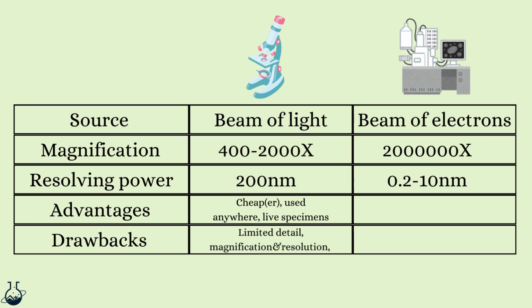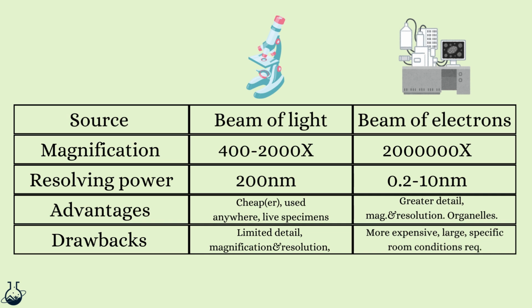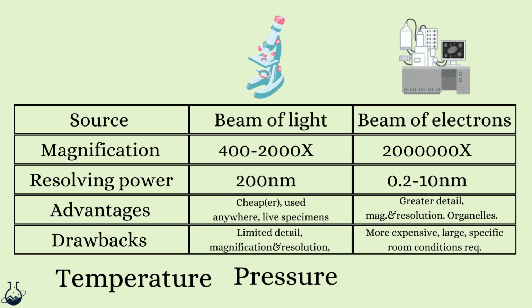Whereas electron microscopes, with their incredible magnification and resolving powers, means the details that you can see are much greater, providing the ability to allow scientists to see inside the cell and study subcellular structures. However, they are much more expensive, big so cannot be moved around, and require specific room conditions in order for them to be effective, such as the right temperatures, pressures, and room humidity.